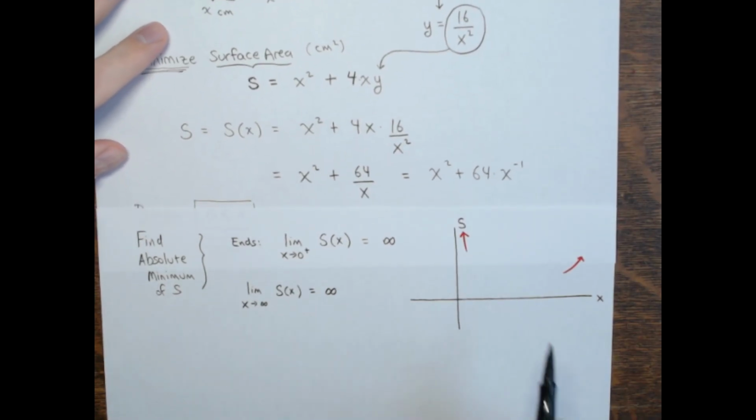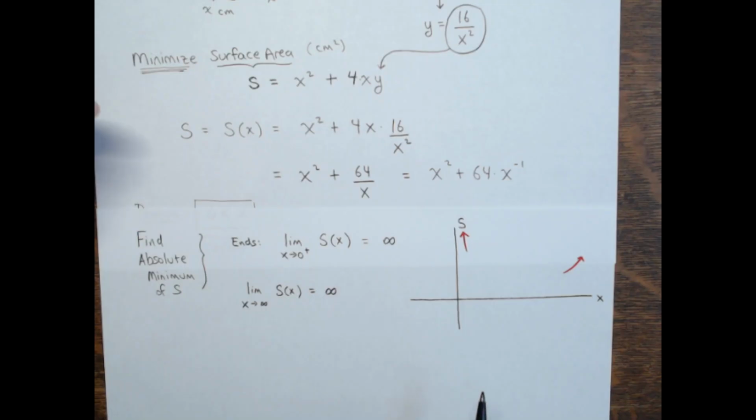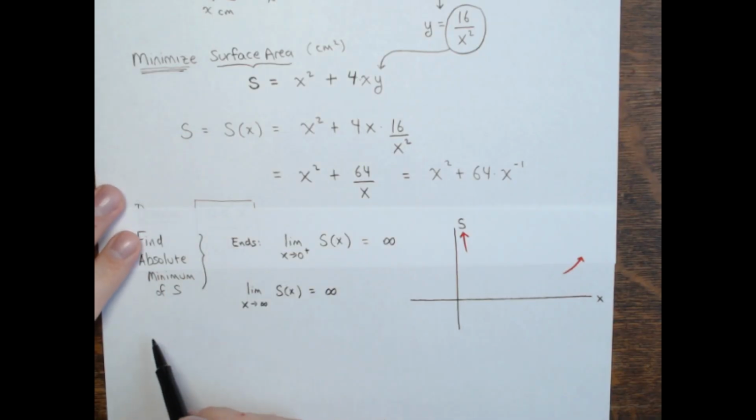So it's got to happen somewhere, for some positive value between 0 and infinity. It's got to have a minimum somewhere at some critical value. All right, so now we talk about the critical values. So now this is where S prime comes in.